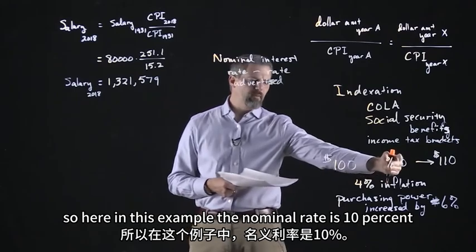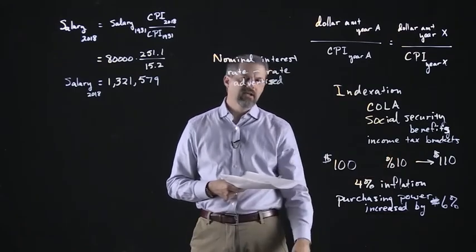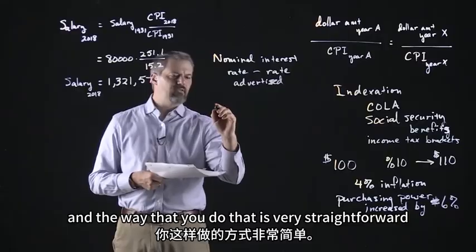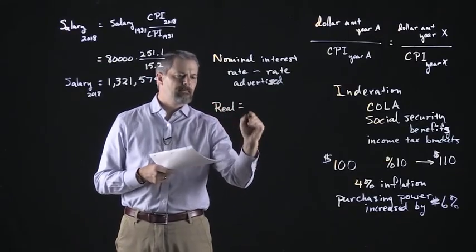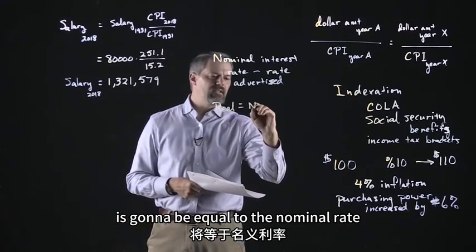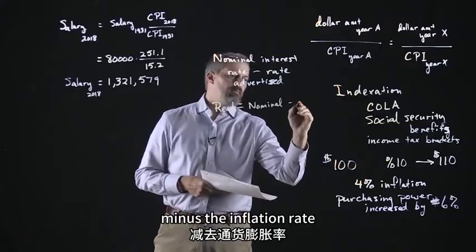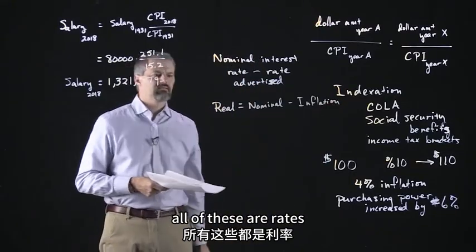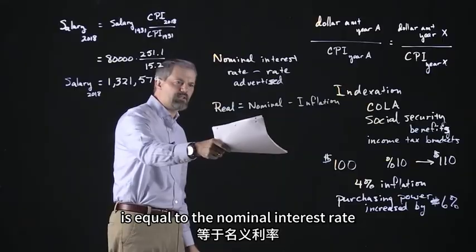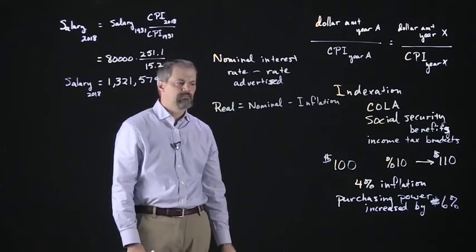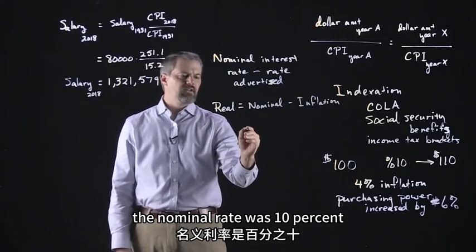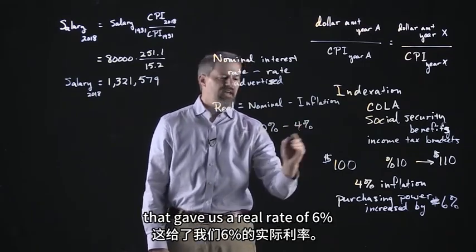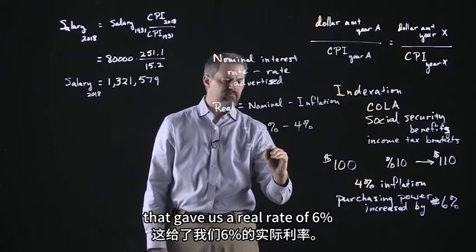So here in this example, the nominal rate is 10%. We had to make an adjustment to get the real rate, and the way that you do that is very straightforward. The real rate is going to be equal to the nominal rate minus the inflation rate. All of these are rates. The real interest rate is equal to the nominal interest rate minus the inflation rate. So in our example, the nominal rate was 10%. We subtracted off 4% inflation. That gave us a real rate of 6%.